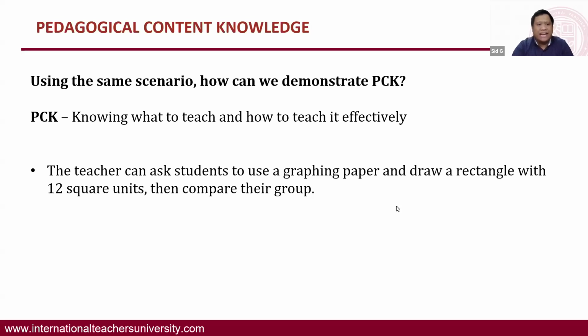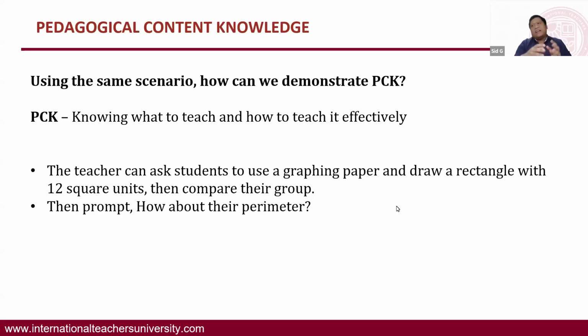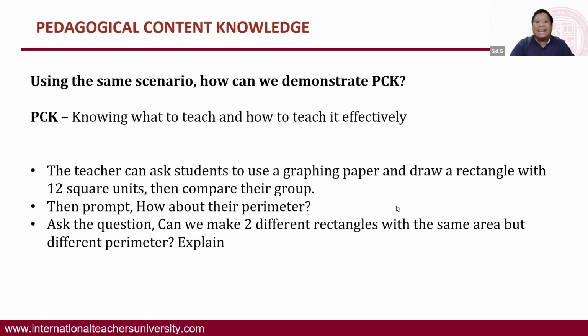Given examples, the teacher can give the students graphing paper and ask them to draw a rectangle with 12 square units. Then they compare it to their peer or their group. Then they will notice that it is different. Then I will ask again, how about their perimeter? Then they realize it is really possible to have the same area but a different perimeter. Then I can ask them to explain their answer.